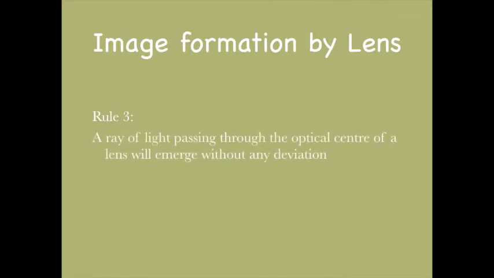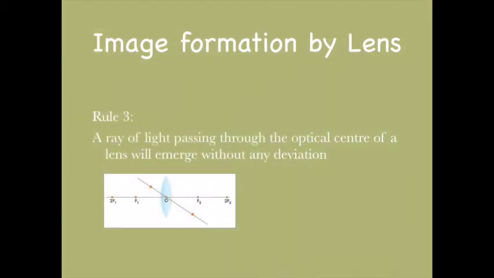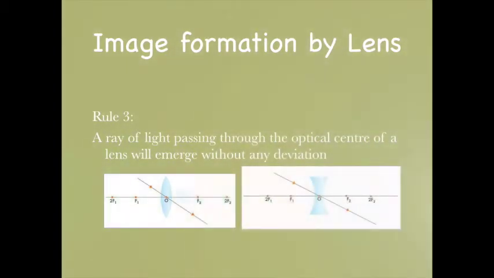Coming to rule number 3, the ray of light passing through the optical center or the pole of a lens will always emerge without any deviation. This rule is applicable for both concave and convex lens. Have a look at the diagram, you'll understand it better. For both lenses, the ray through the optical center goes undeviated.